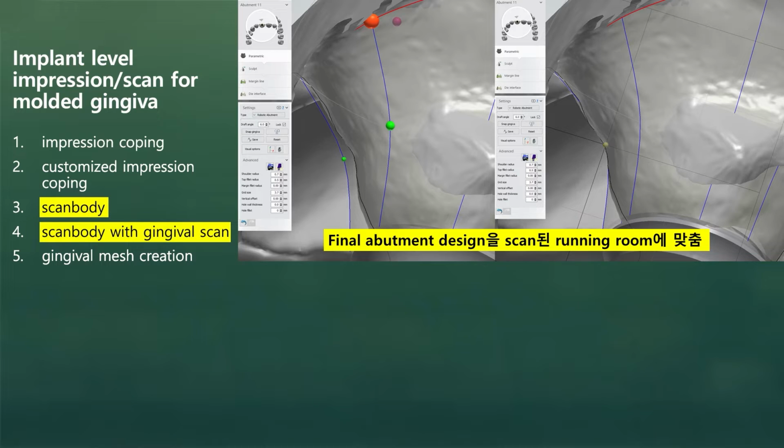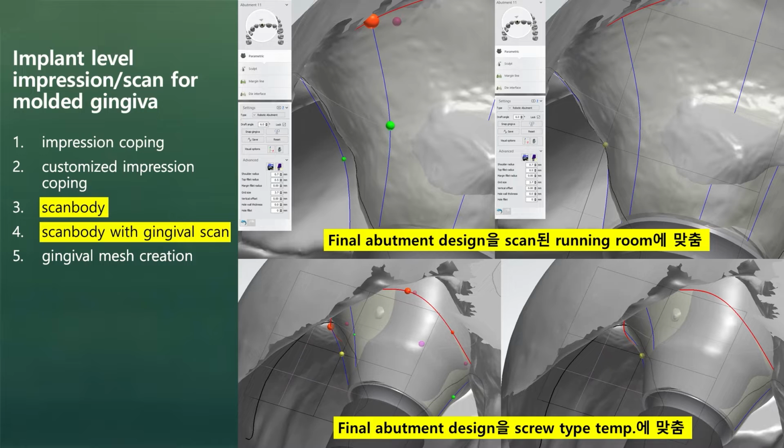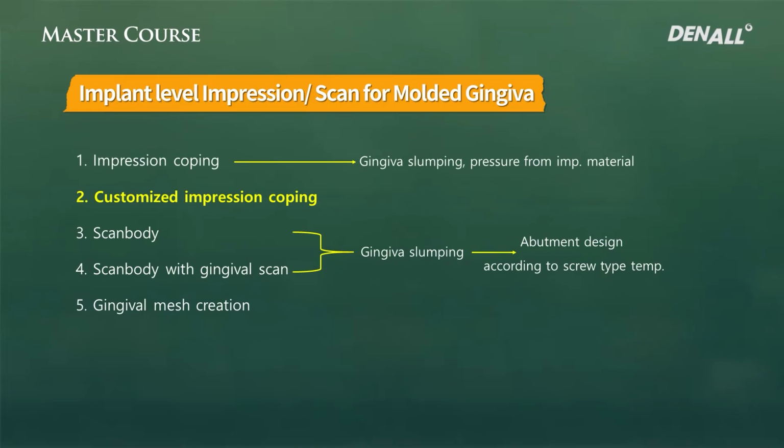Then the molding that we did with the temporary becomes useless. But in design, the existing temporary running room shape or form is superimposed and can be copied as is. Then it's the same as using a customized impression coping, but thanks to the help of digital technology. So of these various approaches, theoretically the most ideal is number 2, but with digital technology there could be compensation. So let's look at actual cases.